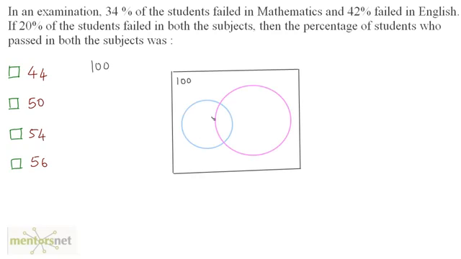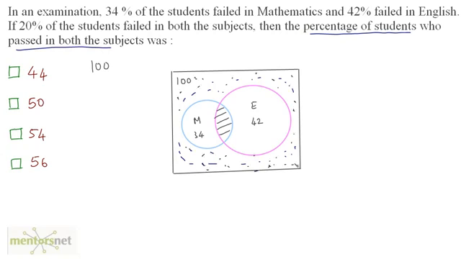Now out of these 100 students, those in this blue circle are the students who failed in mathematics, and those are 34 in number. And in this pink circle are the students who failed in English, so these are 42 in number. Now these two circles overlap, which means that there are students who failed in both the subjects. Now we have to calculate the percentage of students who passed in both the subjects. Now the rest of the students passed in both the subjects, right? So treat this like a problem of area. You have to calculate this area with blue dots.